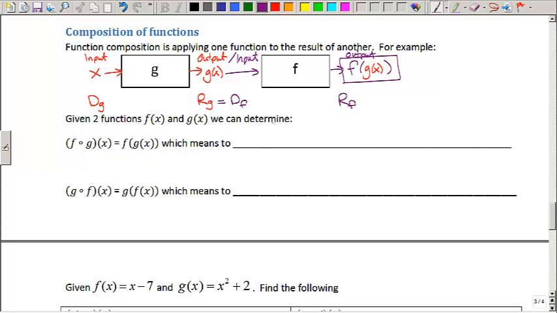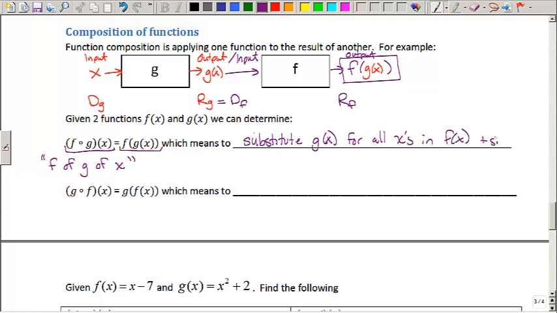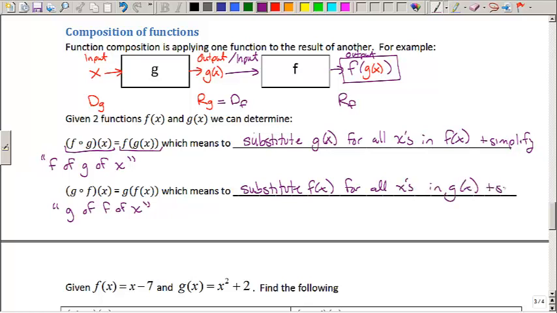Given two functions f of x and g of x, we can determine f of g of x, and that's how we pronounce this, written this way or this way. It is pronounced f of g of x, and means to substitute g of x for all the x's in f of x, and then simplify. G of f of x, which is pronounced g of f of x, means to substitute f of x for all x's in g of x. Again, we must simplify.